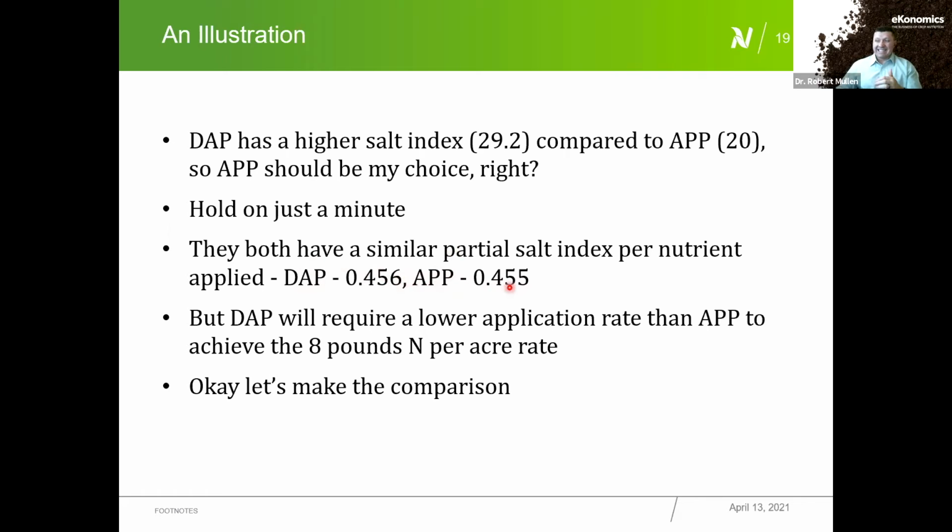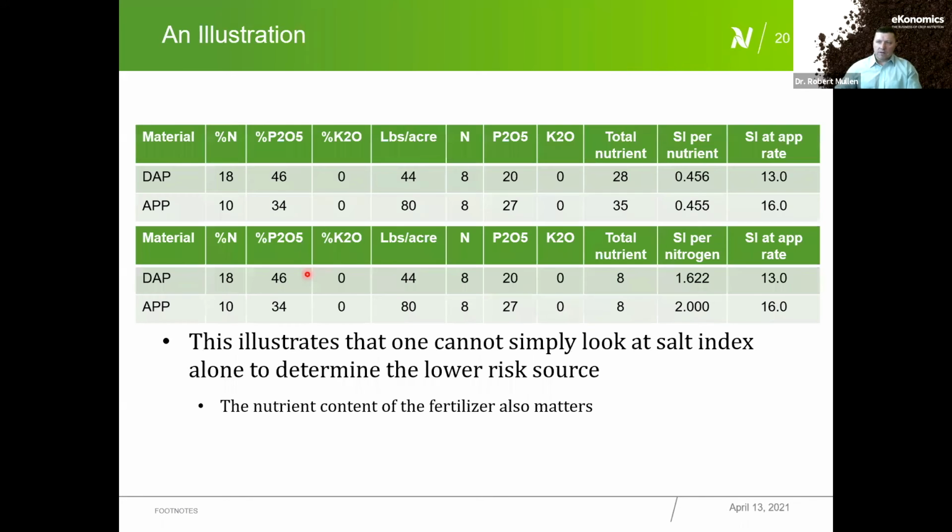So they almost have identical partial salt index numbers. But if you do the math, it requires a lower rate of DAP to hit this 8 pounds of nitrogen per acre rate than it does for the ammonium polyphosphate. So DAP from a salt index perspective alone, again, ignoring the other issues associated with use of this product, would be the better choice. Okay, so let me show you how you walk through that comparison.